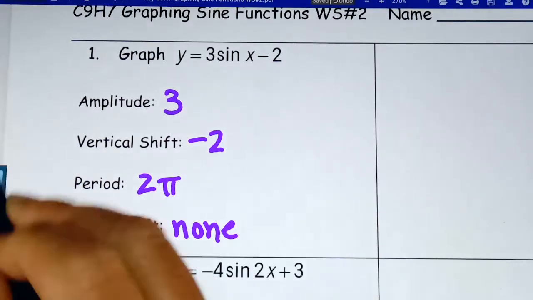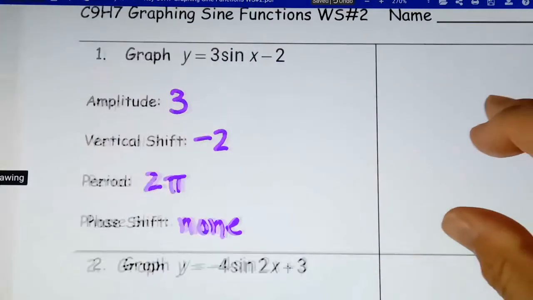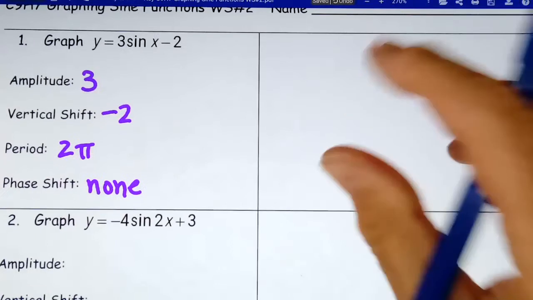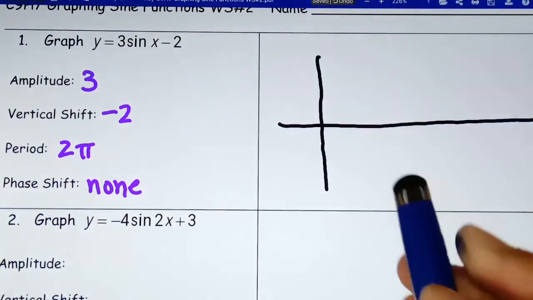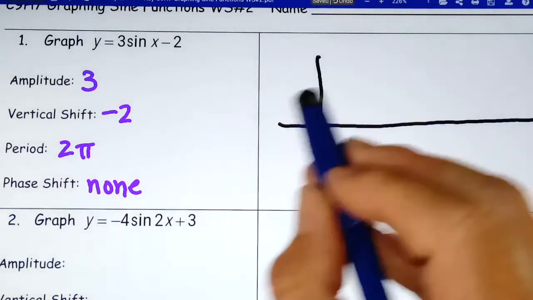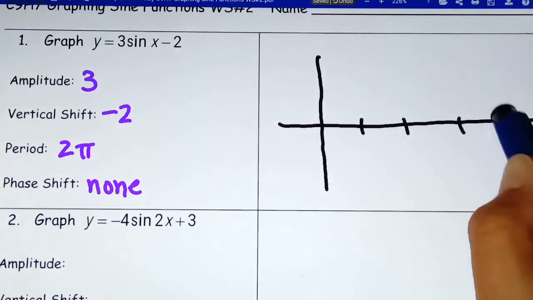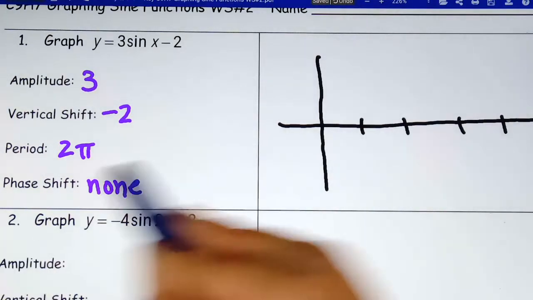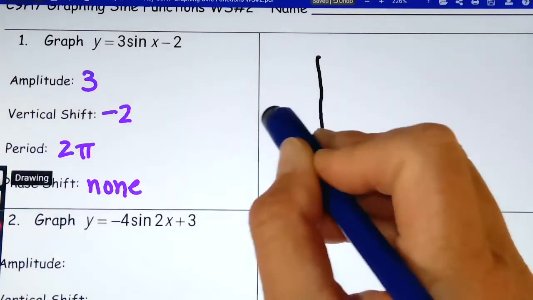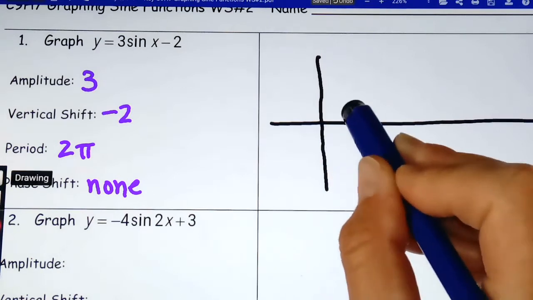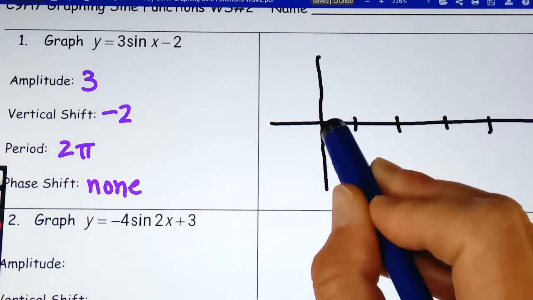Okay, so I am going to be drawing in my x-axis, y-axis. I always need 5 markings. I'm starting at 0. This is 0. Then 1, 2, 3, 4, 5. Hold on a second. Let me start again. This is 1, 2, 3, 4, 5. So this 0 is my first one.